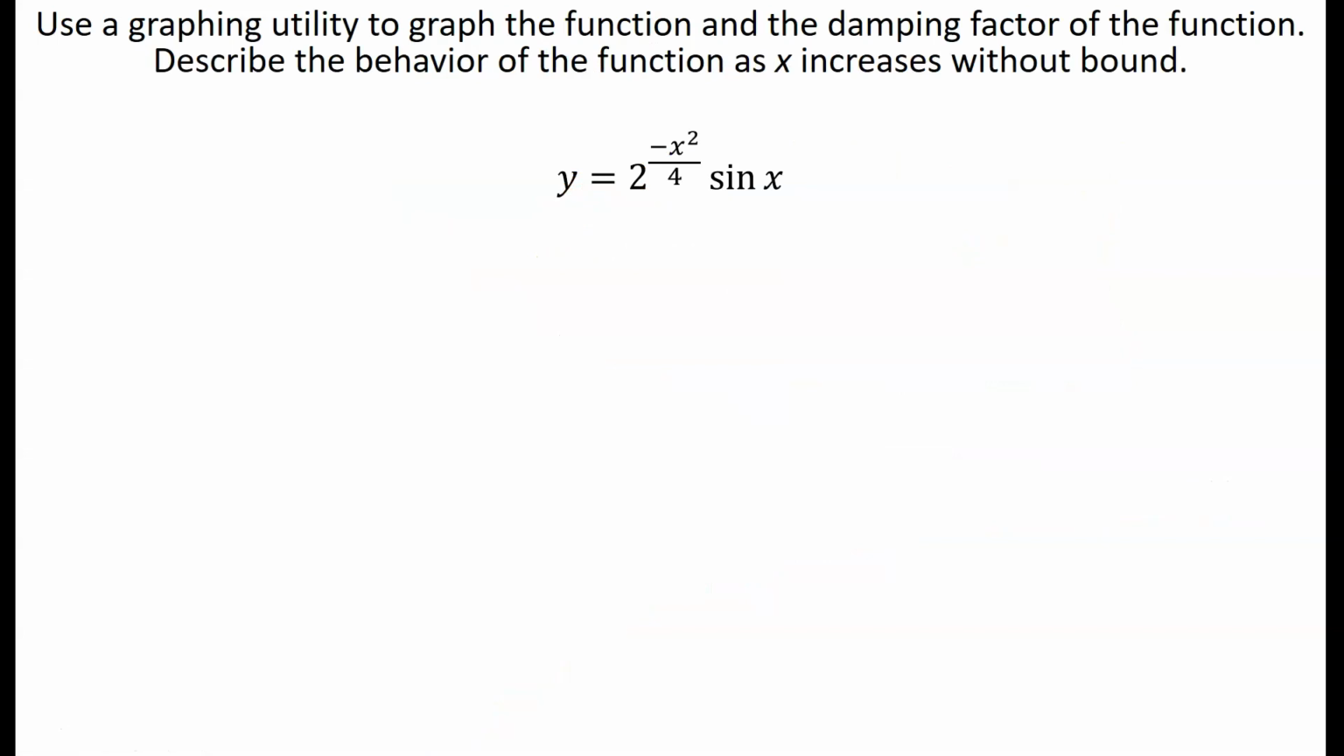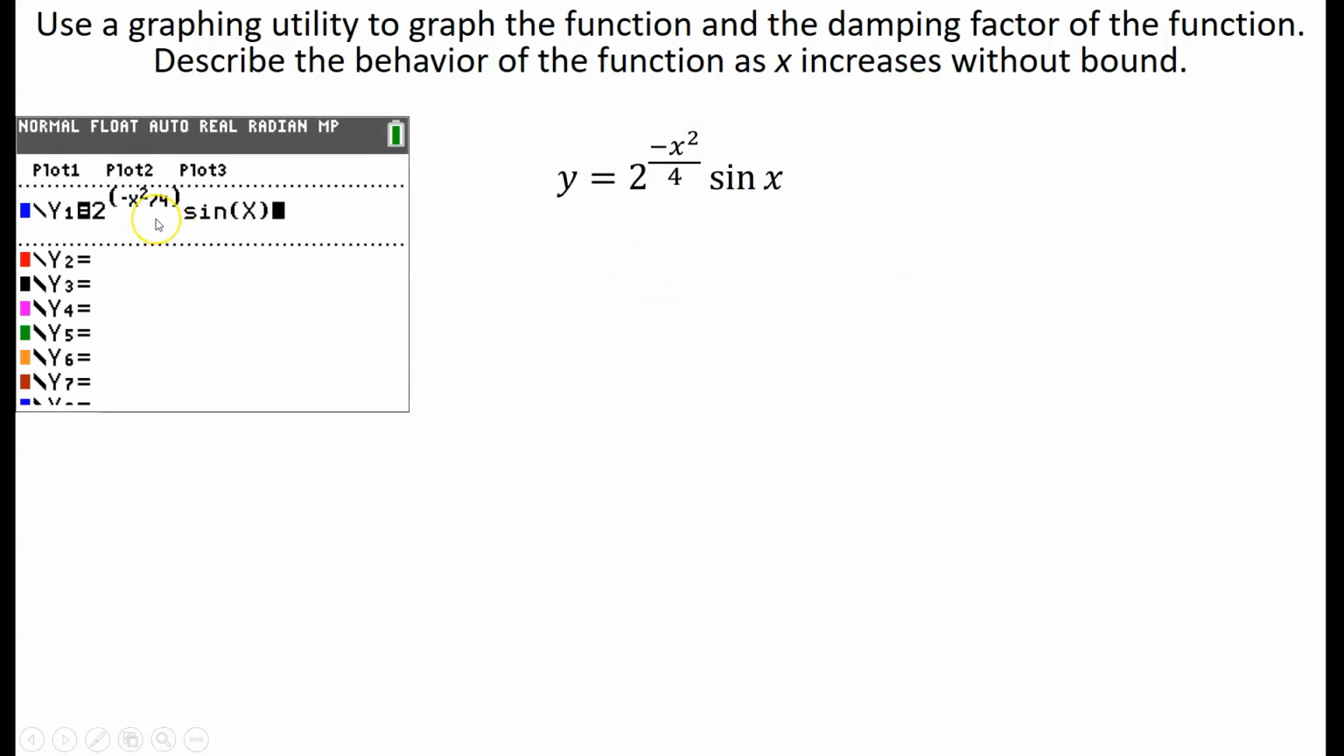Let's take a look at just kind of a generic question here. And I tried to word this very similar to the way you'd see it in your book. In your book it says, using a graphing utility, so your calculator, graph the function and the damping factor of the function. Describe the behavior of the function as x increases without bound. Okay, so what they want you to do is graph this. They want you to look at the graph and say, hey, what happens when this thing goes on forever to the right? That's what it's talking about when you do this.